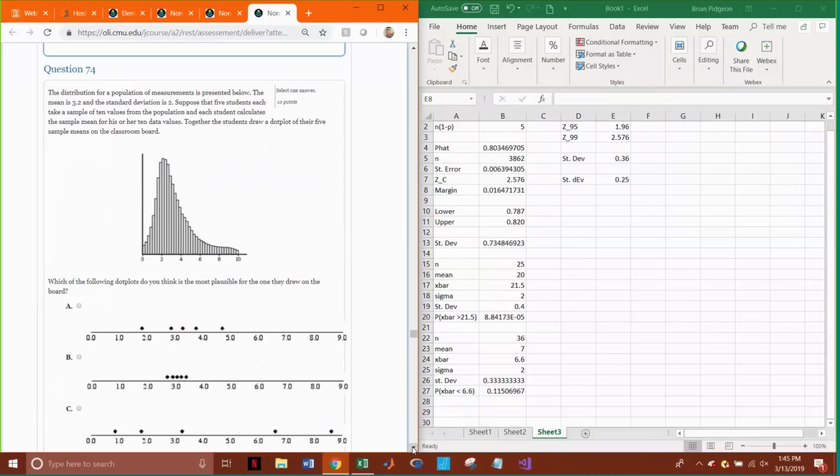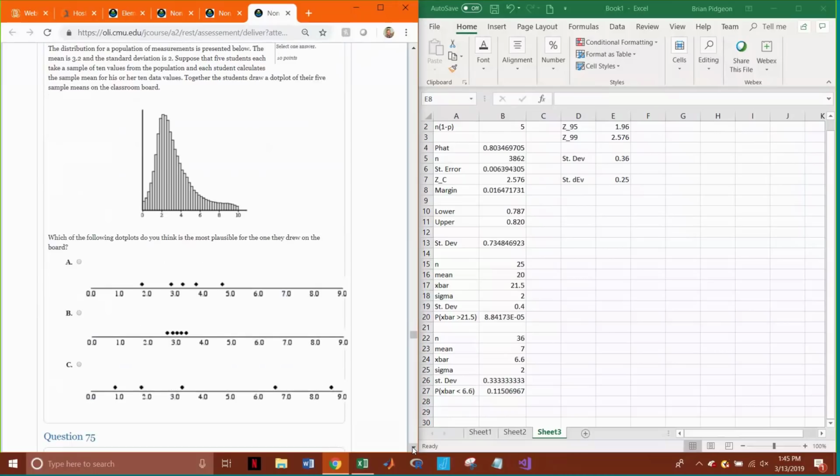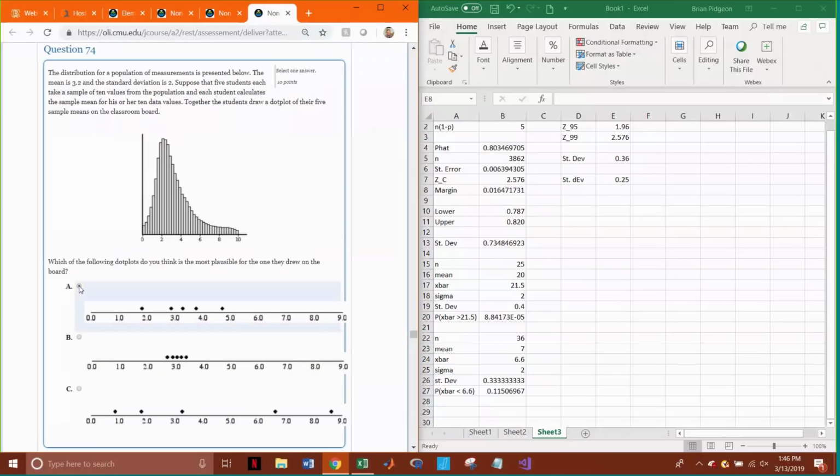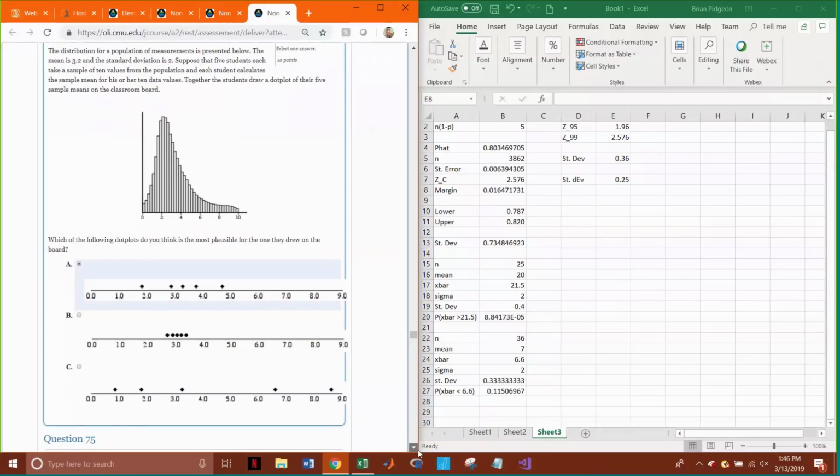All right, same exact thing. Our sample size, though, is 10. So we have a population. This one's actually easier because our sample size is still kind of small, so we're never going to see this amount of clustering like this. This one, the range is basically the same as the population, so it's going to be slightly smaller than the population. So we're going to go with A.